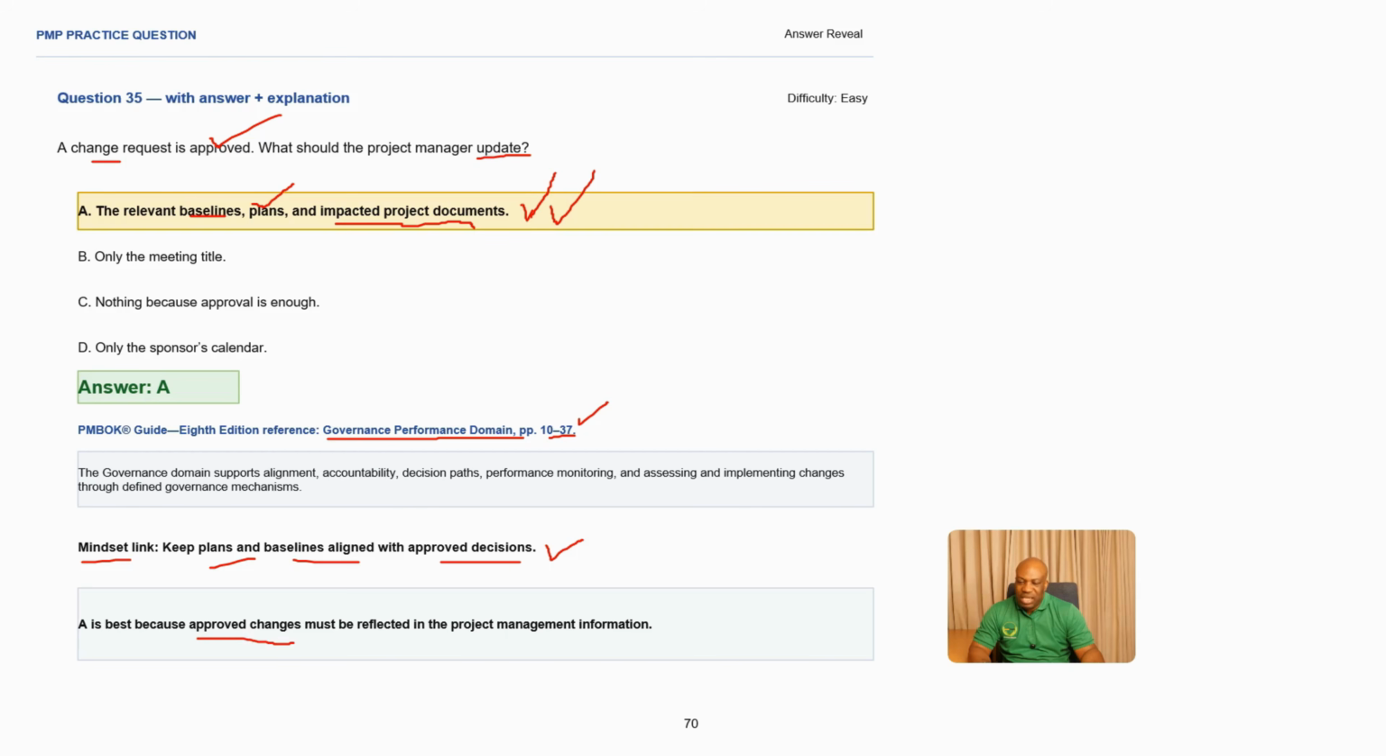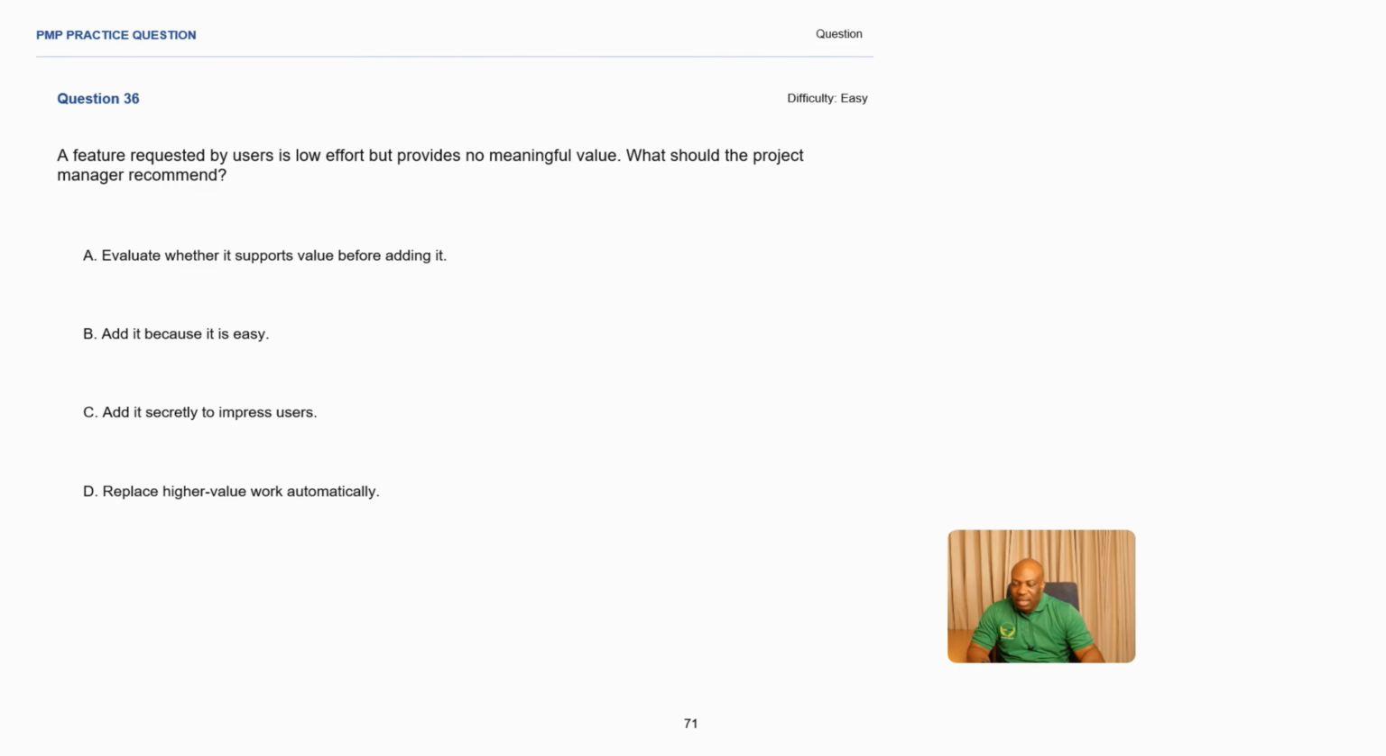because approved changes must be reflected in the project management information. So any changes must also be traceable. So you need to update them, making A the best answer. Right. The next one is practice question number 36.